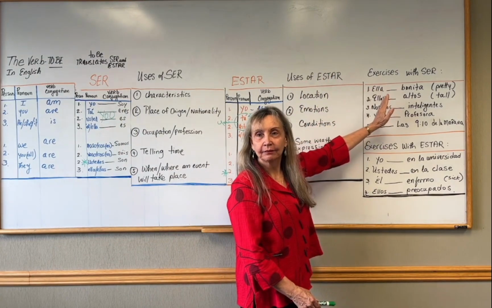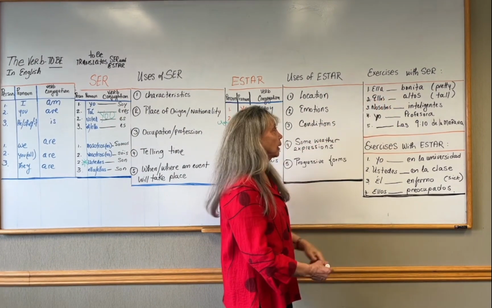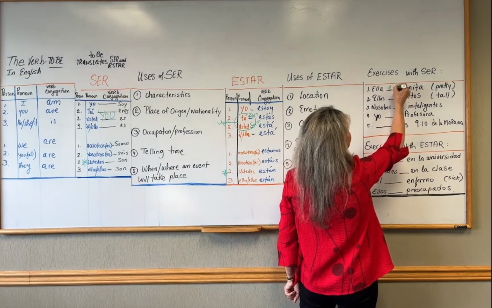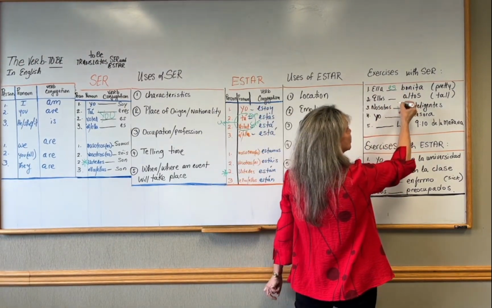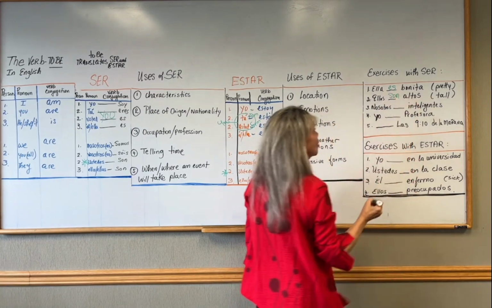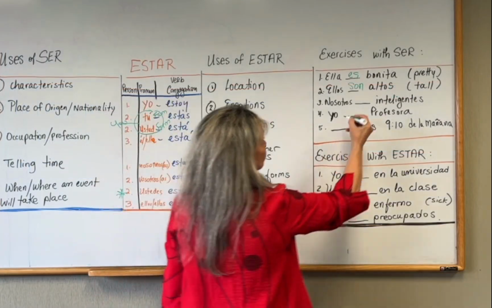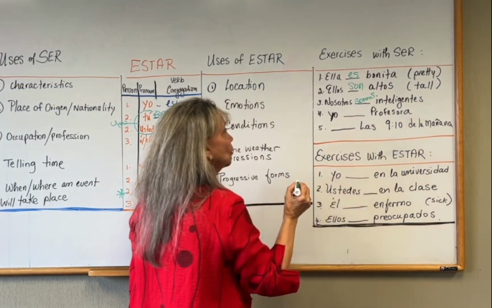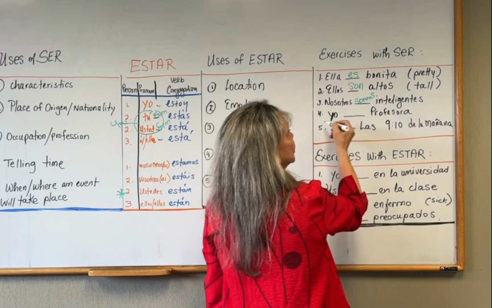Exercises with ser. So what should I plug in here? First one. Ella what? Es. Ella es bonita. She's pretty. What about ellos? Ellos son. Ellos son altos. They are tall. Nosotros somos. Nosotros somos inteligentes. We are smart. We are intelligent. What about yo?